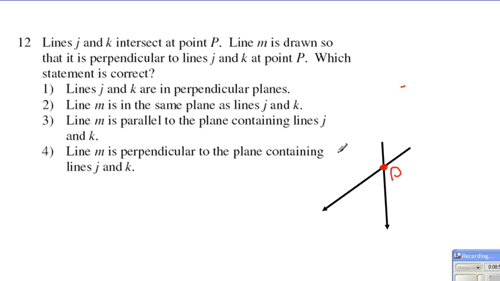Now, given that line M is drawn so that it is perpendicular to J or K, that means, hey, wait a minute, it has to be perpendicular to both lines in this case. Then that line M would in fact be coming straight up out of the screen. Yes, out of the screen. In other words, it will be perpendicular to the plane that is formed by lines J and K, which is your screen, so which makes choice 4 our answer.